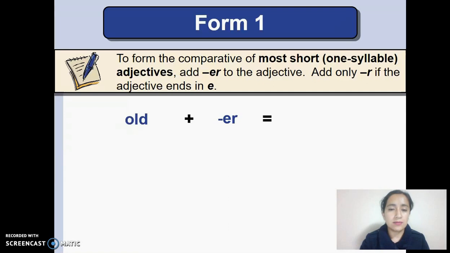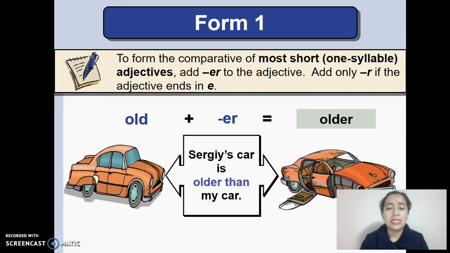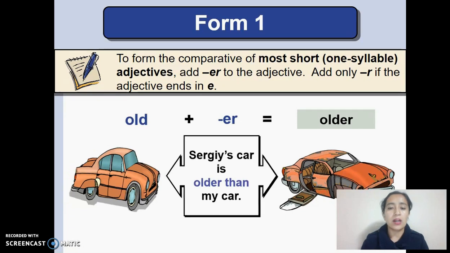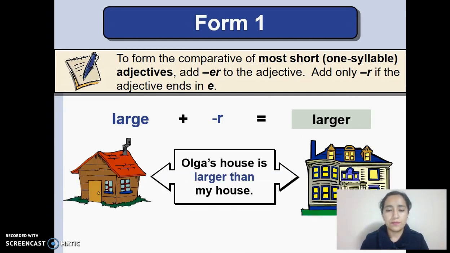For those adjectives, we are going to add er to the form of the adjective. We only add r if the adjective ends in e. Remember, this rule applies for the adjectives that have one syllable. Let's see. For old, we add er: older, which is the comparative form. Serge's car is older than my car. Large ends with e, so we just add r. Larger. Olga's house is larger than my house.